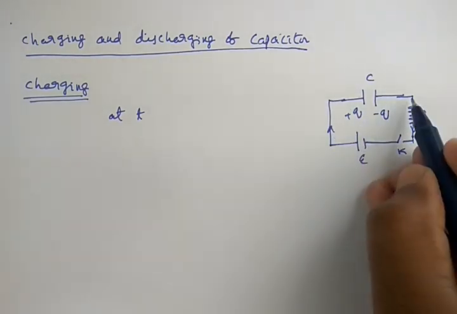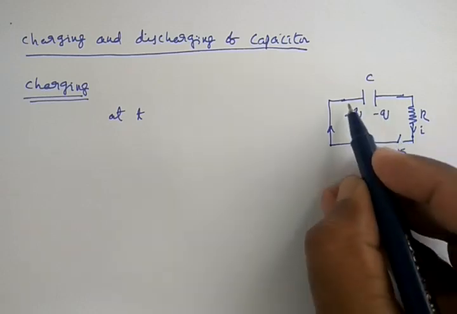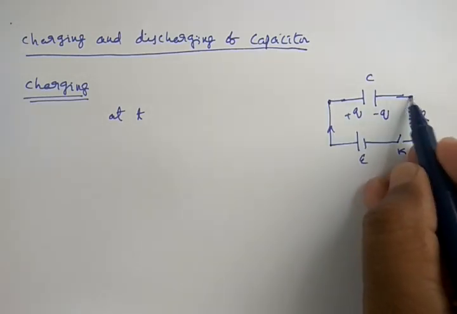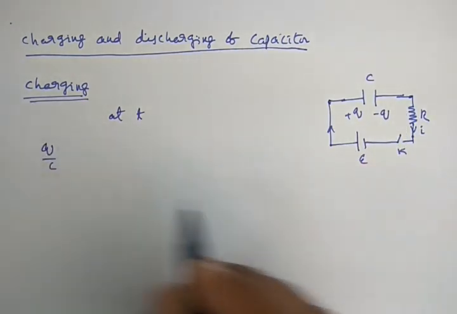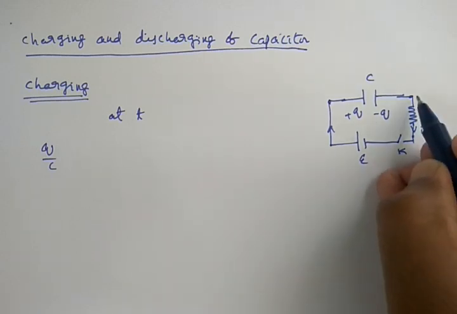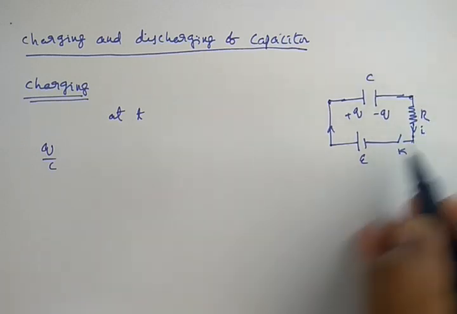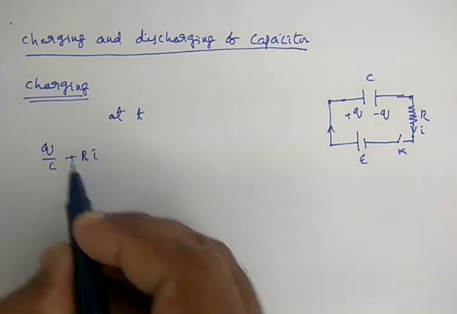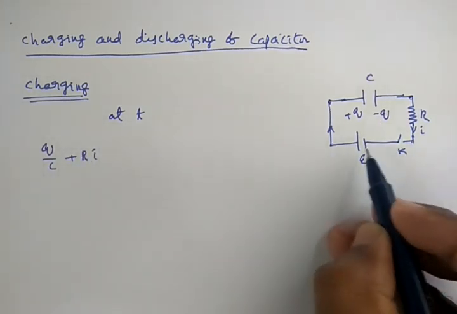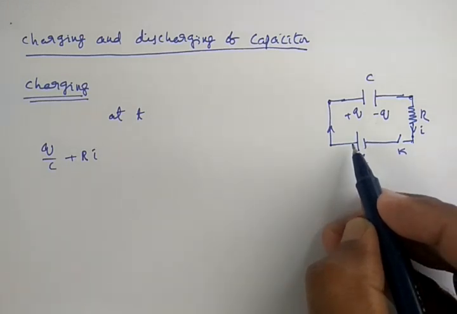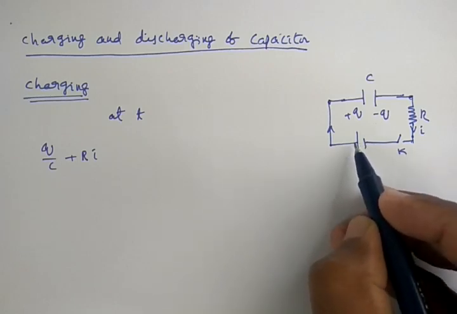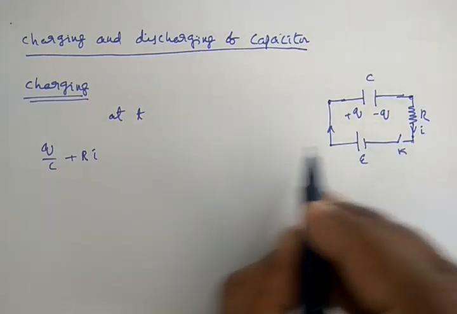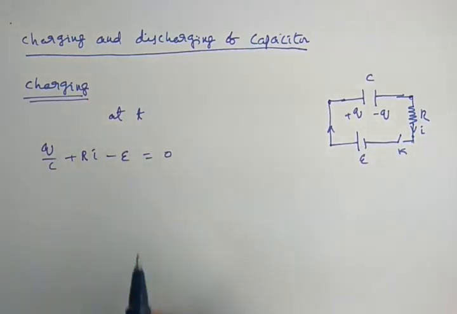Now the voltage across this part: this is plus q and that is minus q, so the voltage here is greater than that voltage. So the voltage drop here is q by C. And now current is going in this direction, so here the voltage is greater than there, so the voltage drop will be Ri. Now from here to there, this is the negative terminal and that is the positive terminal. As you go from here to there, the voltage is going up. So when you take the difference, you get minus E, that equals 0.